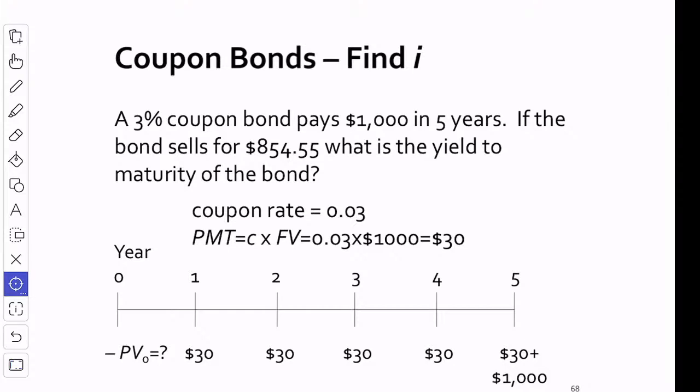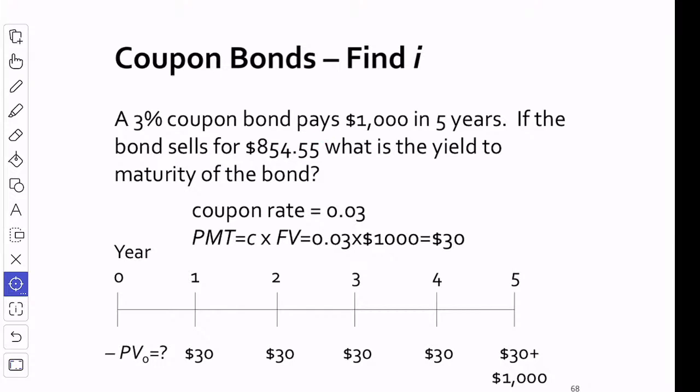a 3% coupon bond pays $1,000 in 5 years. So that cannot be changed. But because it's trading between investors, the bond sells for $854.55 currently. So implicit in that, knowing this, what should the yield be? What would be the yield to maturity on the bond? And because I've done this annually, I want the yield to maturity to be the effective annual rate.